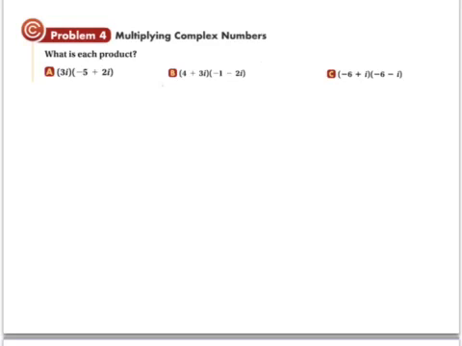So just use your distributive property, 3i times negative 5. Just like i would be a variable, we multiply the 3 and the negative 5 to get negative 15. And i just stays being multiplied by negative 15. 3i times 2i is going to be 6i squared.